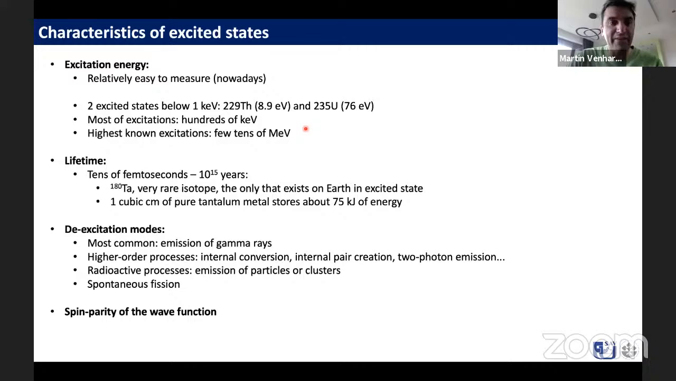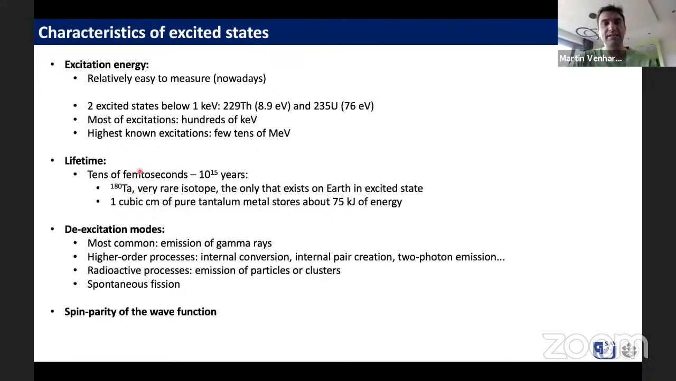The second is the lifetime of excited states, and it goes from tens of femtoseconds up to 10 to the 15 years. So I don't know any other quantity with such a huge range outside of theoretical cosmology. So it's a really big scale.